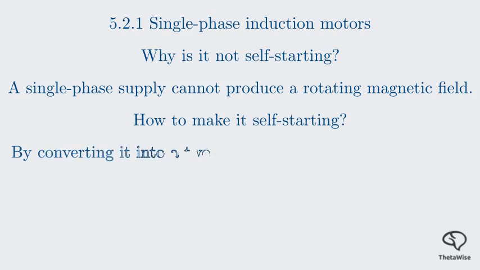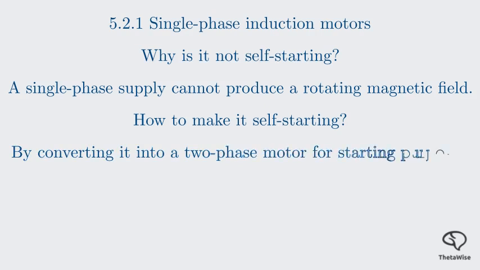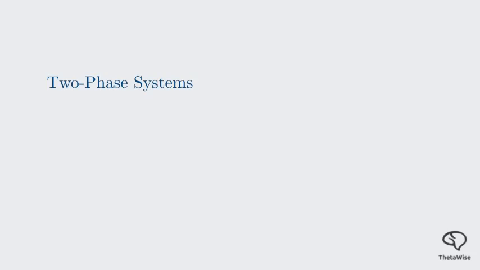The solution is to convert the single-phase motor into a two-phase motor, at least for the starting period. This trick is the key to making single-phase induction motors practical. By doing this, we create a system that can generate the rotating magnetic field necessary for the motor to start on its own. We've now established the basic operational challenge and the general strategy to overcome it. Now, let's explore how we achieve this two-phase system concept by looking at the waveforms and vector diagrams.